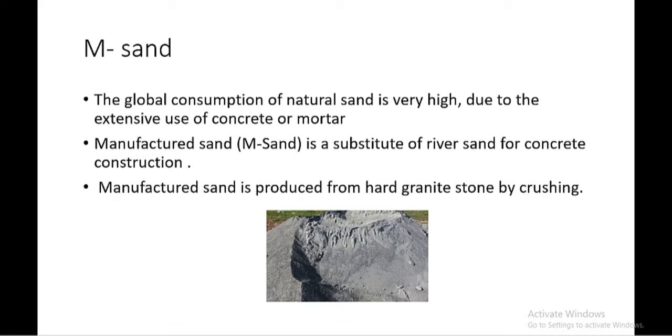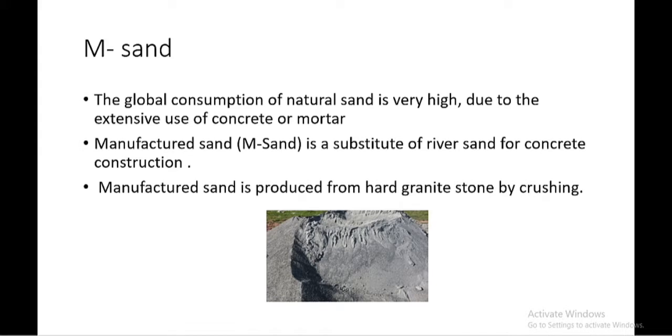Because of river sand use, negative effects are there, like depletion of the river, increasing river depth, and scarcity of the resource. Therefore, the cost of river sand is also becoming high nowadays. Therefore, as a substitute, they introduced manufactured sand.